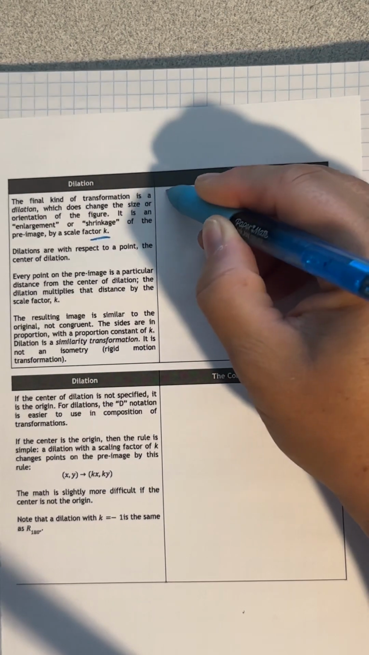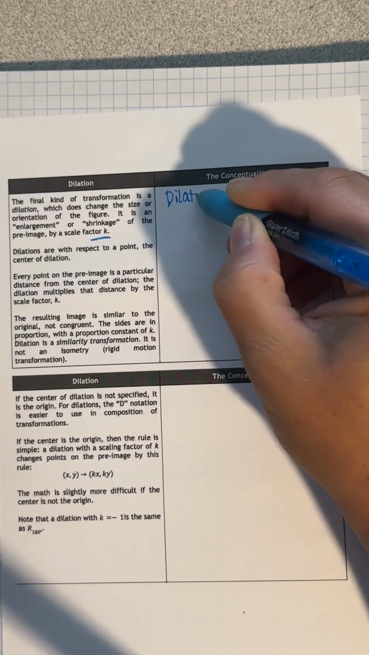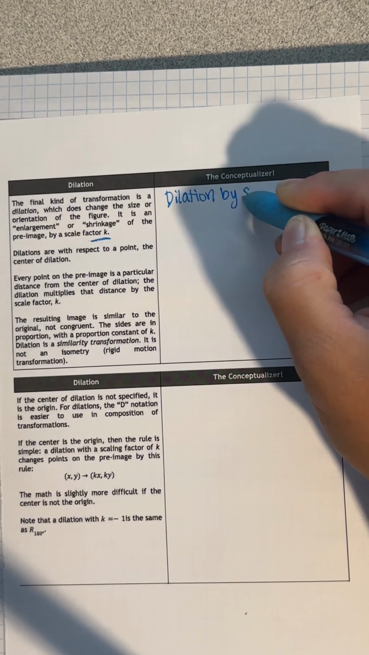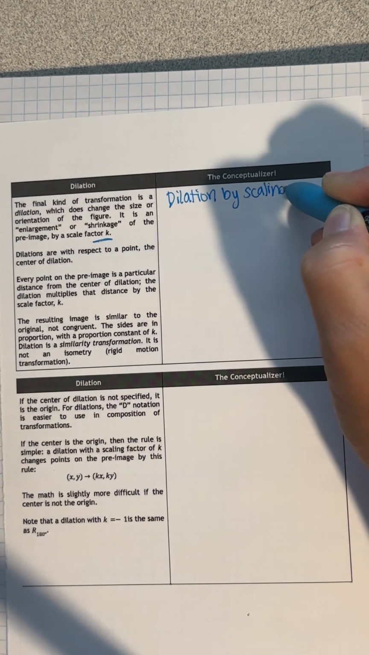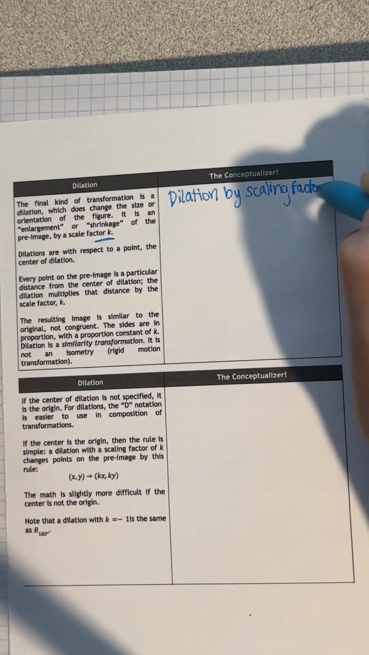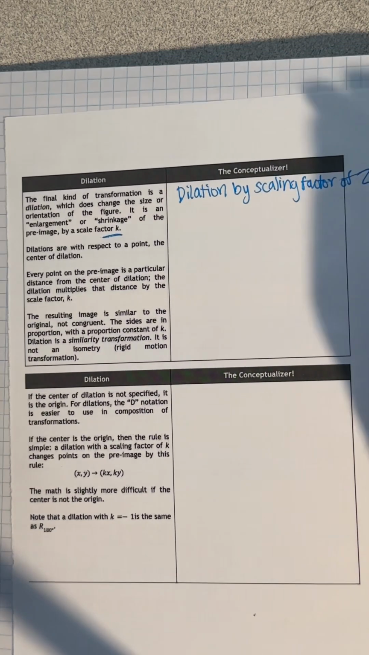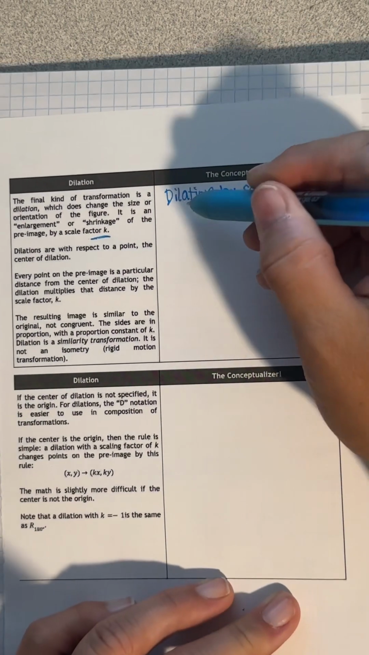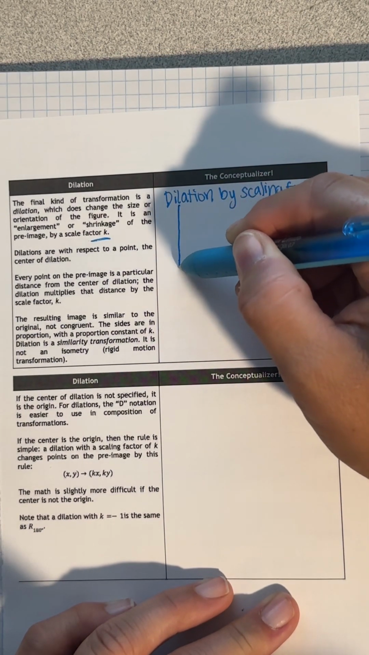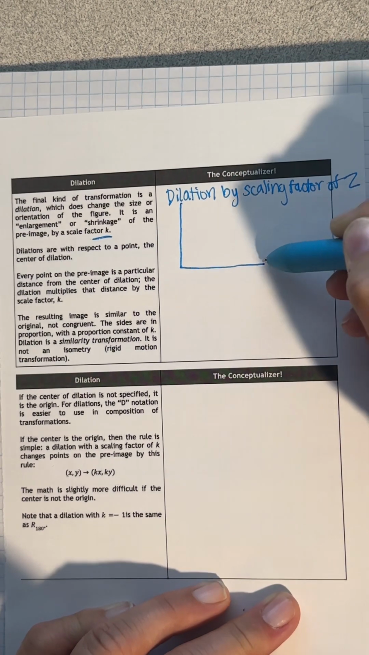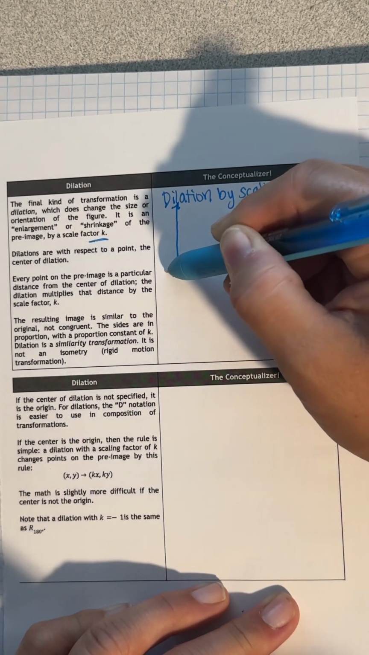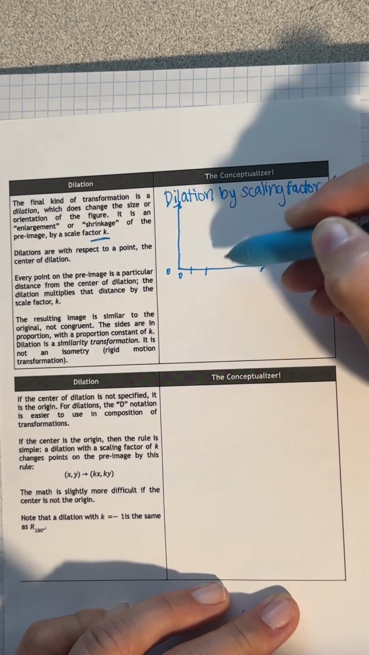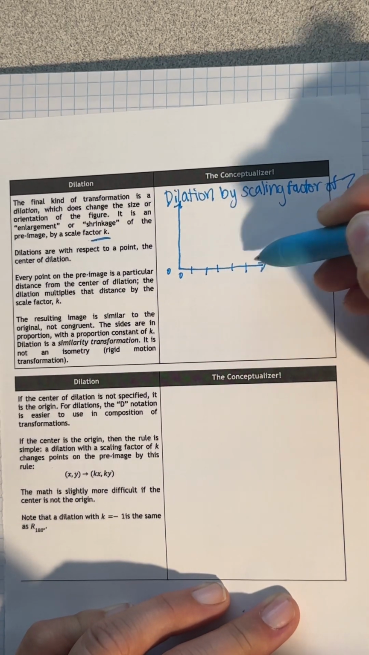But if we have a dilation by a scaling factor of 2 with the origin as the center of the dilation. So look, my little grid lines are helping me here. This is why we do things on grid paper. So this is my origin, 0, 0, right? And we're going to do something like this.